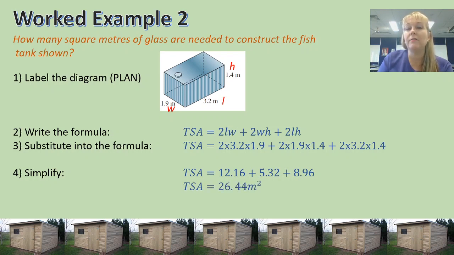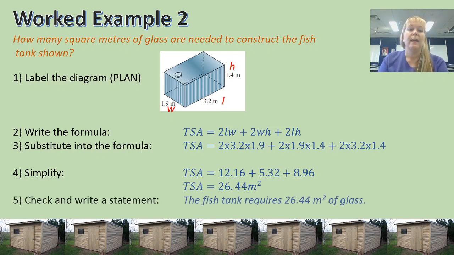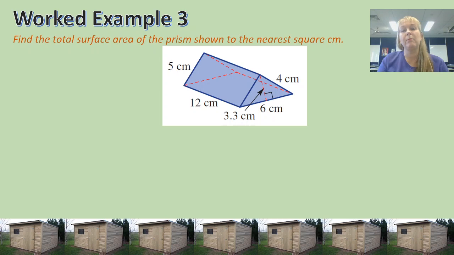And then lastly, I'm going to add the 3 values together, and I come to 26.44 metres squared. And to finish off, I'm going to check my work, and then I'm going to write a statement. The fish tank requires 26.44 metres squared of glass. Once again, I'm checking I've used units of measurement and that I've got the right units of measurement. Let's look at worked example 3.